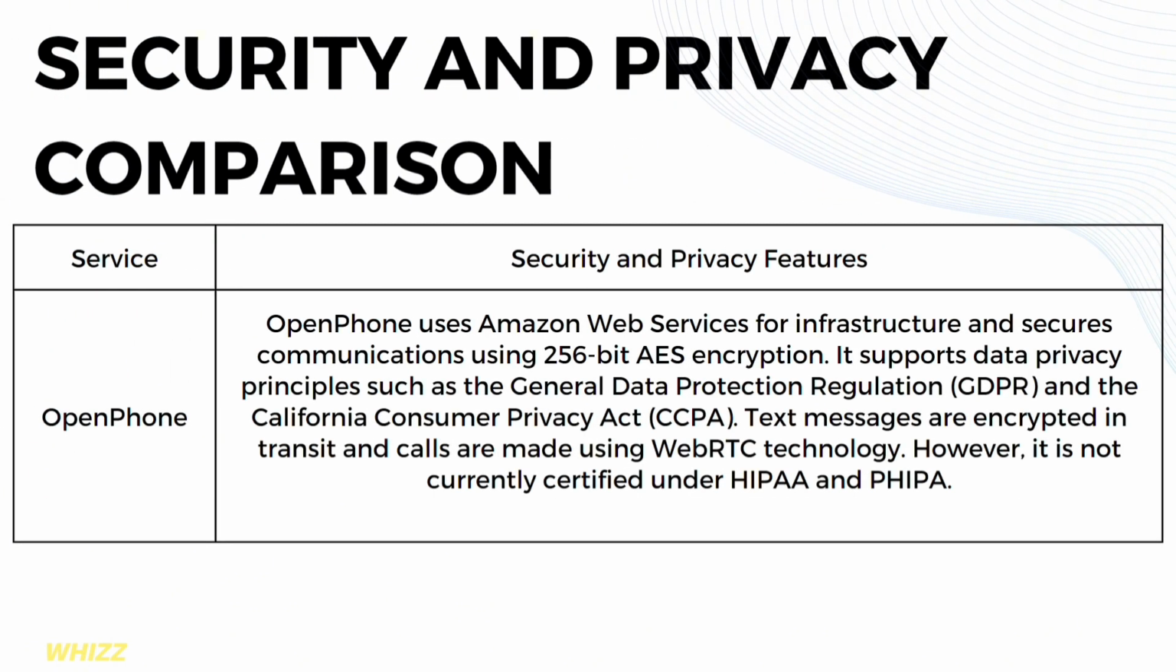Now moving on to the security and privacy comparison. OpenPhone uses Amazon Web Services for infrastructure and secures communication using 256-bit AES encryption.